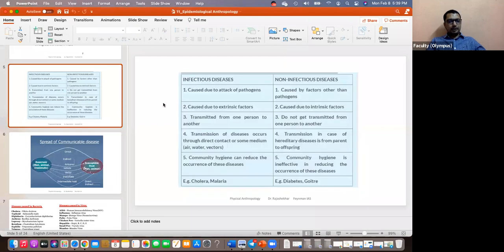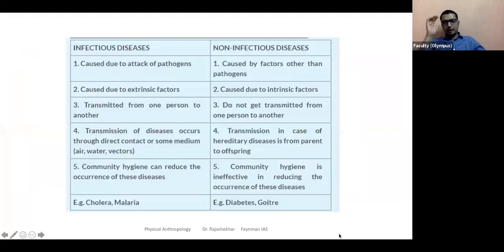So this is about the communicable disease. Briefly, I'll come back to the factors. Let me now briefly talk to you about the non-infectious. So what are non-infectious? In a way, opposite to the infectious. They don't spread from person to person. You cannot give these diseases to others. So they're not infections. They're non-infectious.